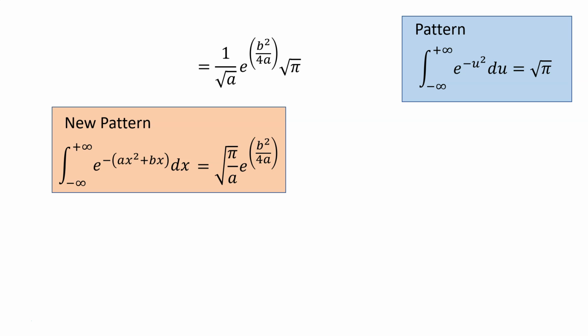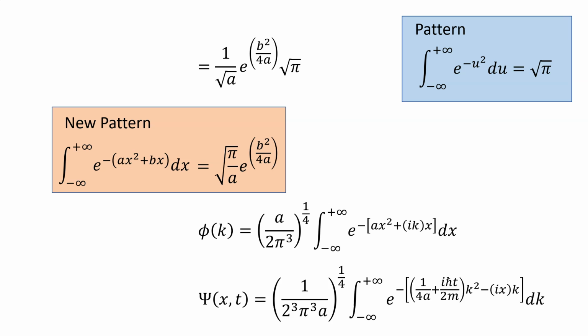In this problem, this is the new pattern used to solve the integrals for the wave functions phi of k and psi of x and t. To apply these patterns, you first identify the replacement for a, and then the replacements for b. As you can see, sometimes these replacements can be a bit messy, but sometimes that's how these things go.